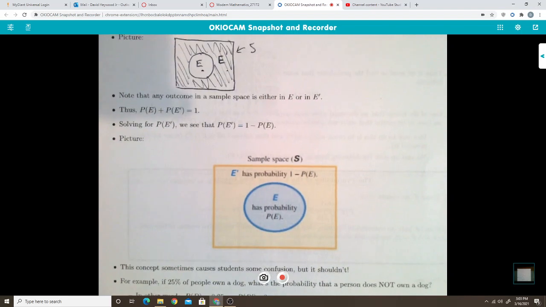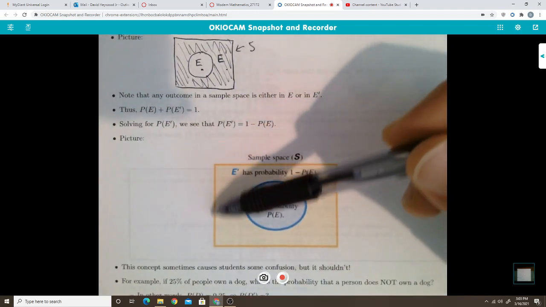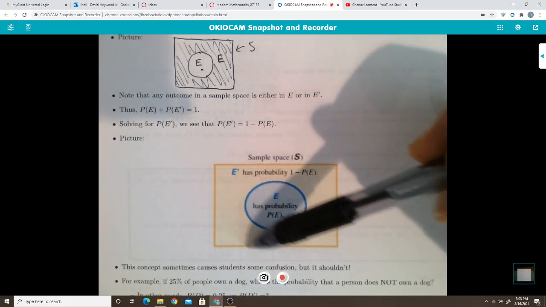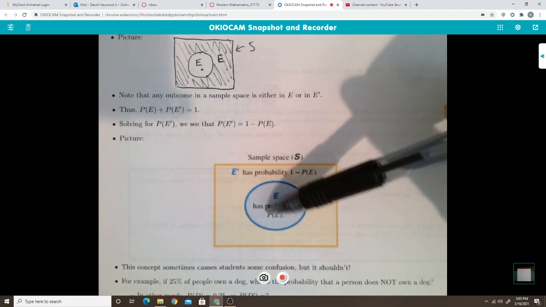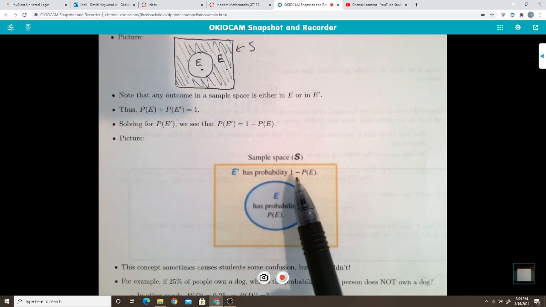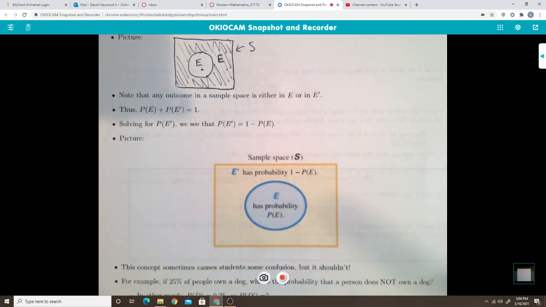So here's another picture, right? The rectangle represents our sample space S. E complement is all of this stuff out here. E is all of this stuff in here. And E has probability P of E. E complement has probability 1 minus P of E. All right.